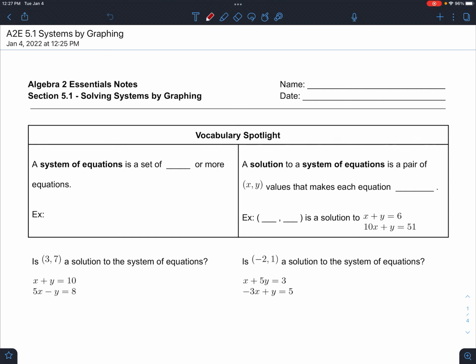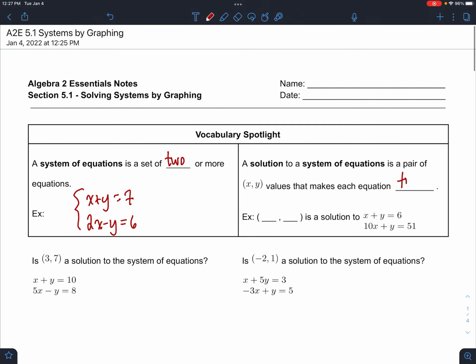Again, a system of equations is a set of two or more equations. For example, just any two equations like this, and typically we pick x and y. I put that little curly brace just to show that that is the system. You'll see that sometimes you won't, but they're grouping those two equations together. A solution, again, is an xy pair that makes each equation true.